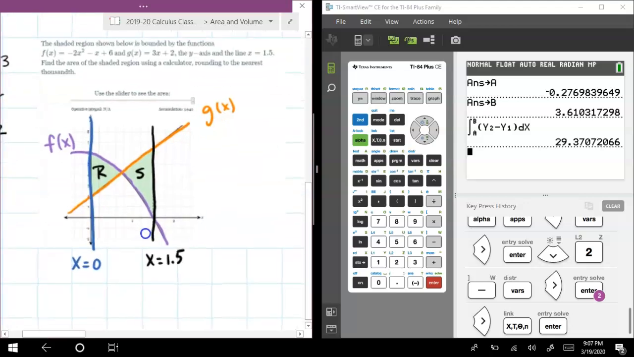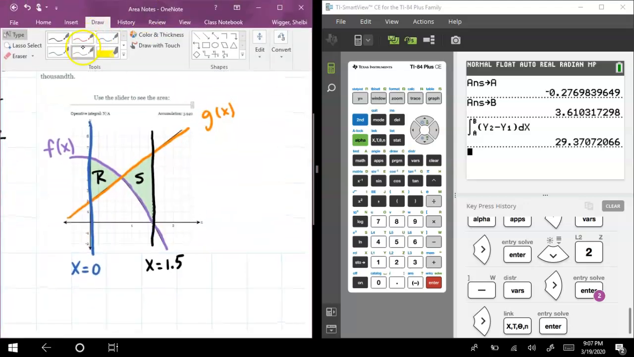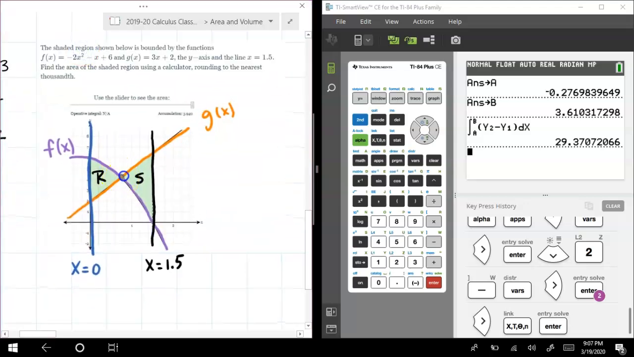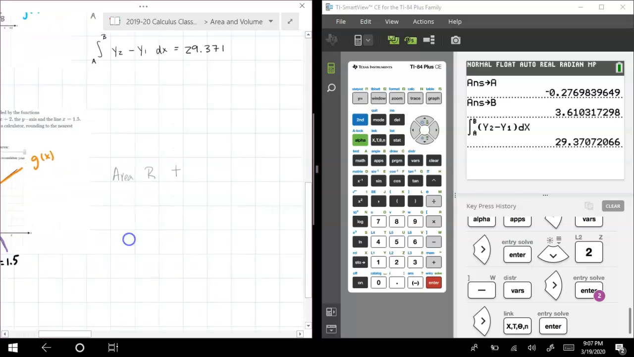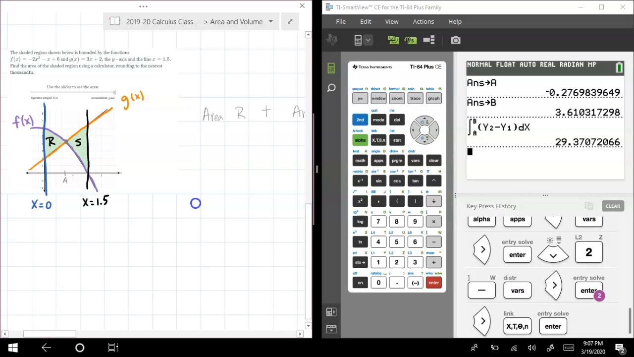one more thing, point of intersection. We need to identify the point of intersection. Point of intersection is here. We'll have to use a calculator to find the value. Either way, I must store it as A. So we're going to find the area of R and add it to the area of S to find the total area.